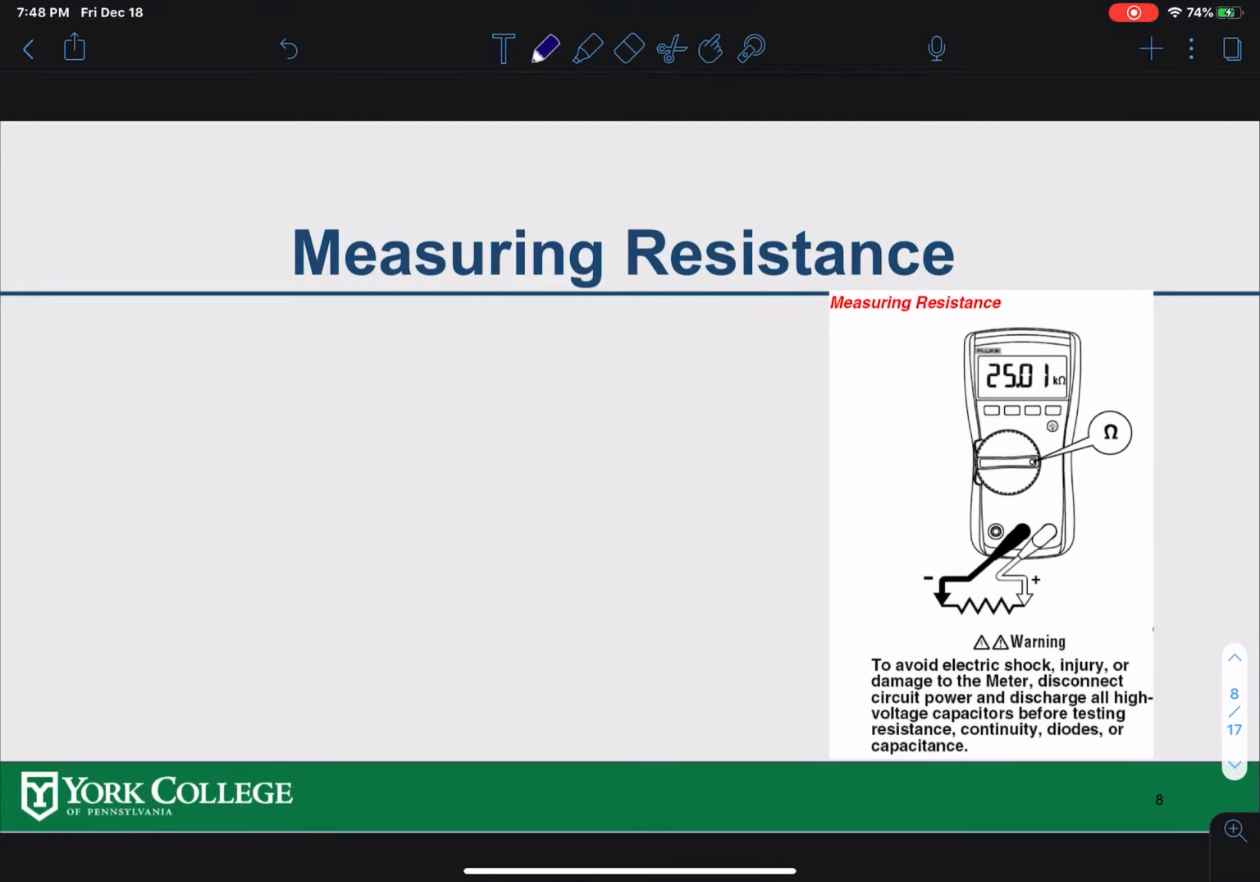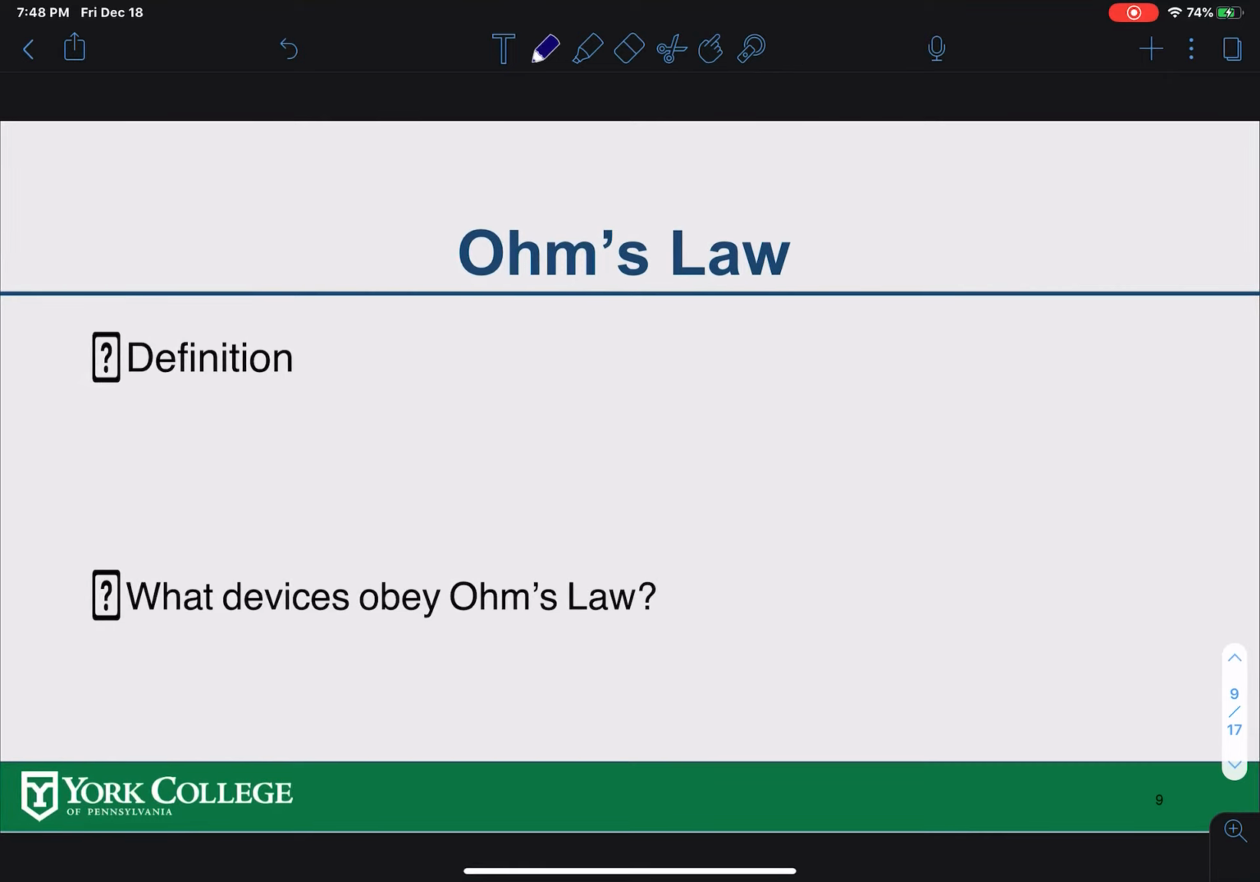We just turn the knob to the resistance measurement setting, and basically put the 2 probes across the resistor. You'll find the resistance value on the meter.